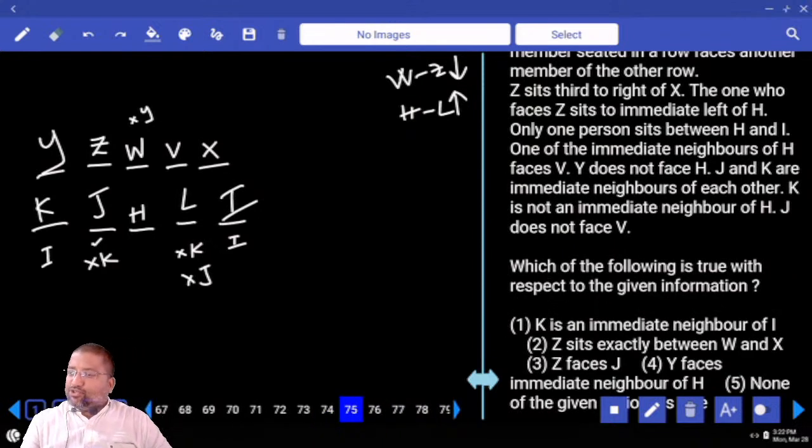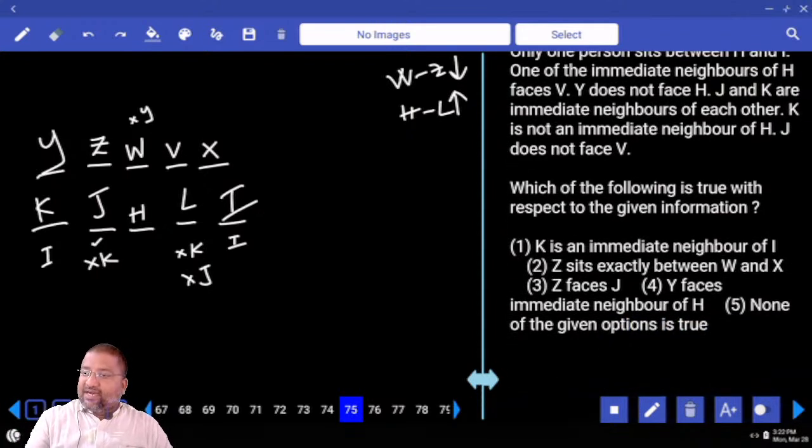Which of the following is true with respect to the given information? K is an immediate neighbor of I. Untrue. Not true, not true. Z sits exactly between W and X. No. Z faces J. Yes or no? We'll go for the next puzzle, and this is 70s.